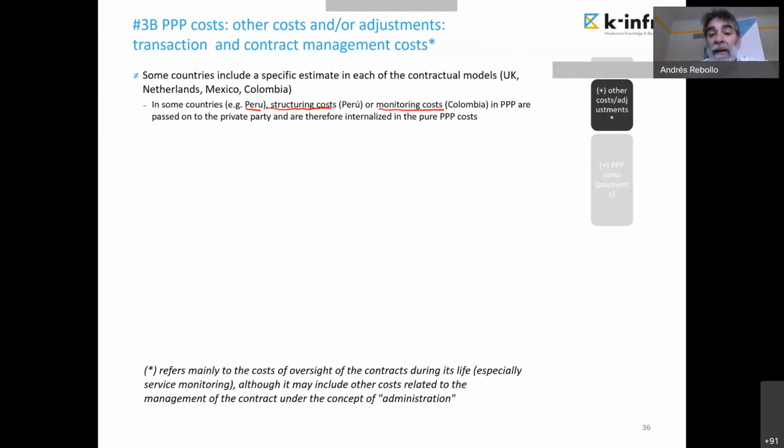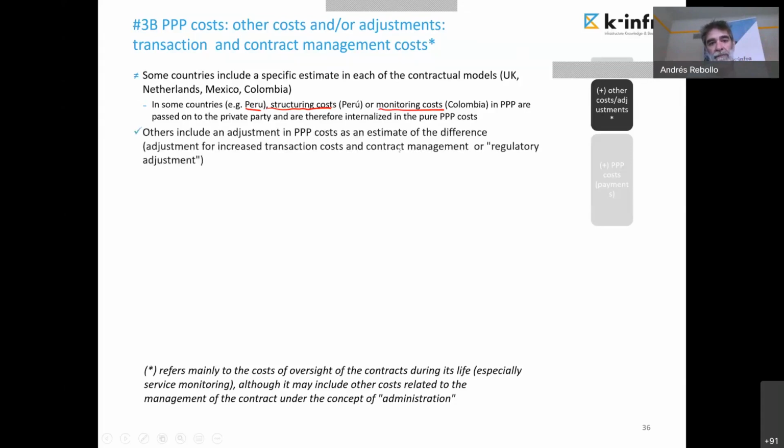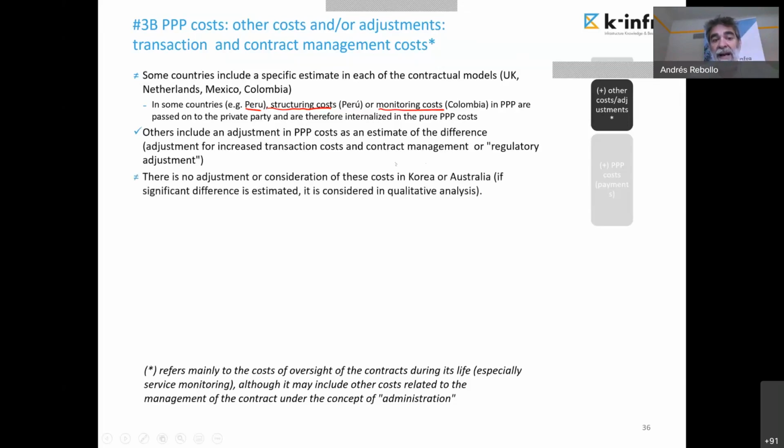So monitoring costs in Colombia are incorporated in the PPP cost, in the financial model of the private party, because it's the private party who has to pay, and then they will charge us in the PPP payments. With that nuance, there are many countries that do a specific estimate for each of the two models. Others include an adjustment in the PPP cost just as an estimate of the difference. And this is what we described before, that is being described by the CP3P guide. And in some countries there is no adjustment or any consideration of this cost: transaction costs, regulatory or contract administration, management costs, like Korea or Australia.